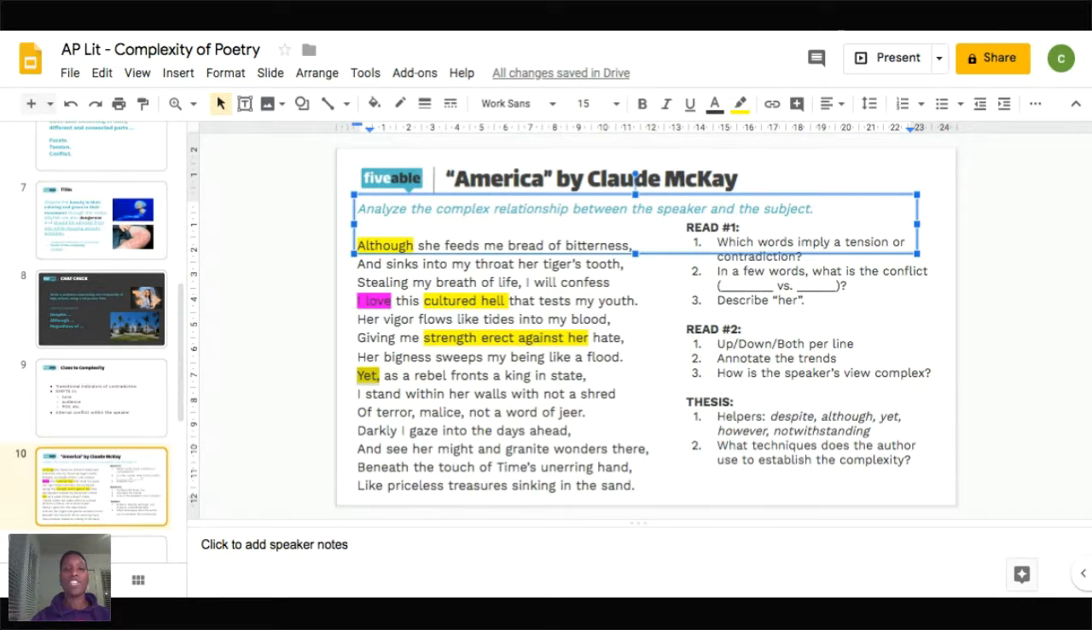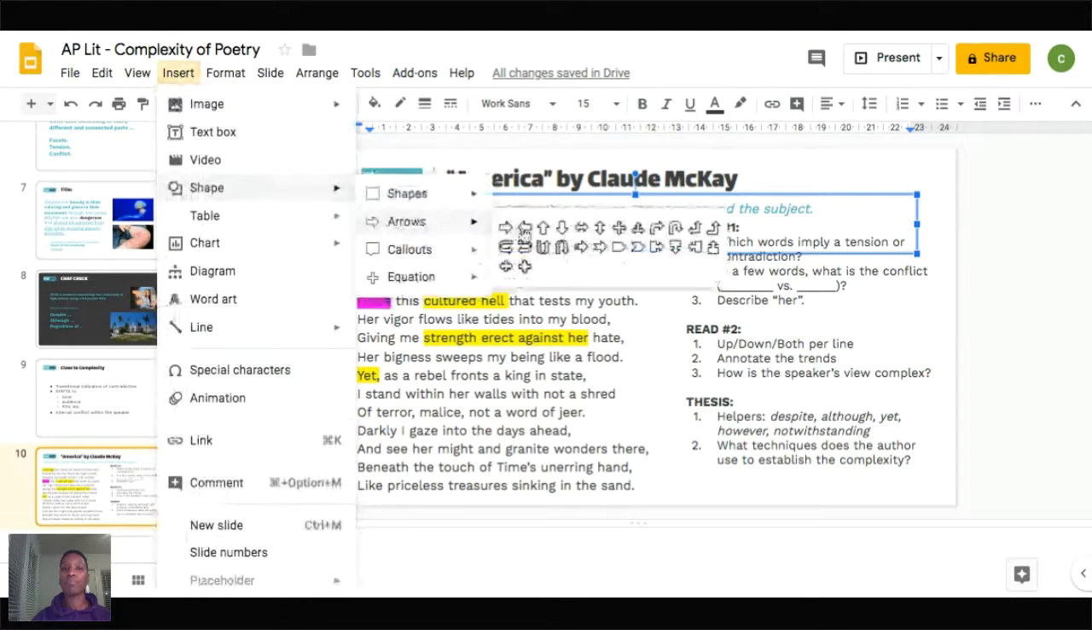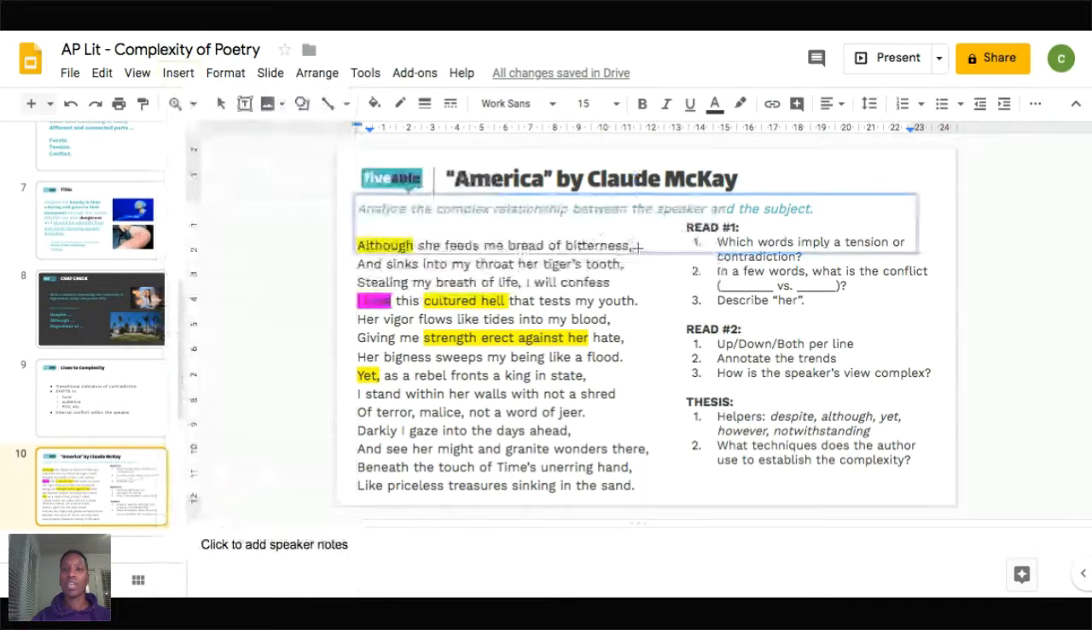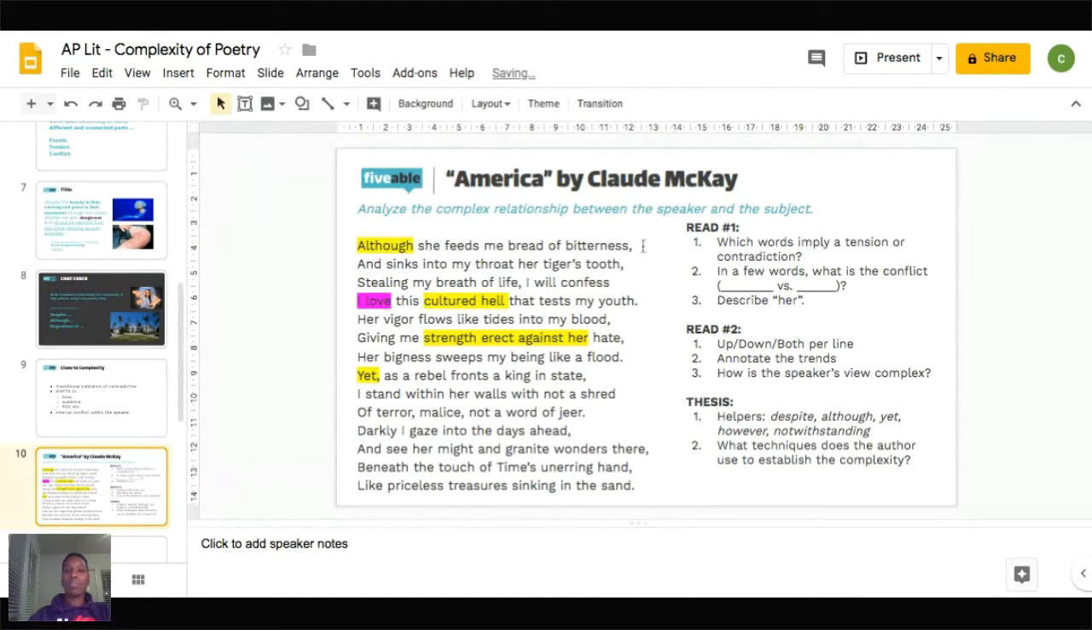So like, although she feeds me bread of bitterness, again, as Jada pointed out, that's got the hateful and the nurturing side. And so we would give that both. And so we would acknowledge the bread part, acknowledge the bitterness, and we would be able to call that both. And let me see, because I was playing around and I did an okay job of inserting these arrows. Oh, it didn't do it like that before. That's not very helpful. So we won't do that. But so we've got line 1 is a both, and I'm just going to write a both.